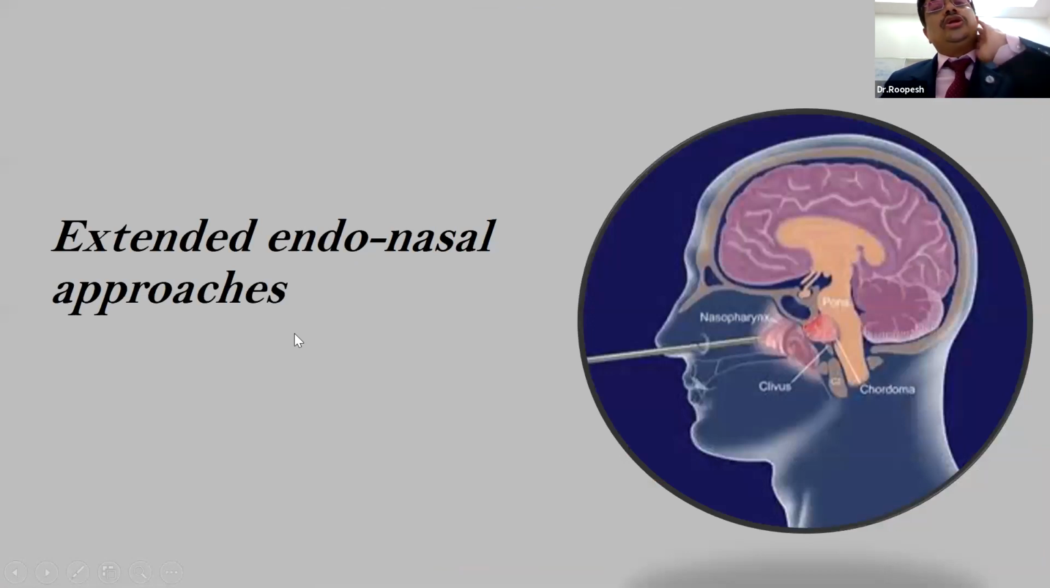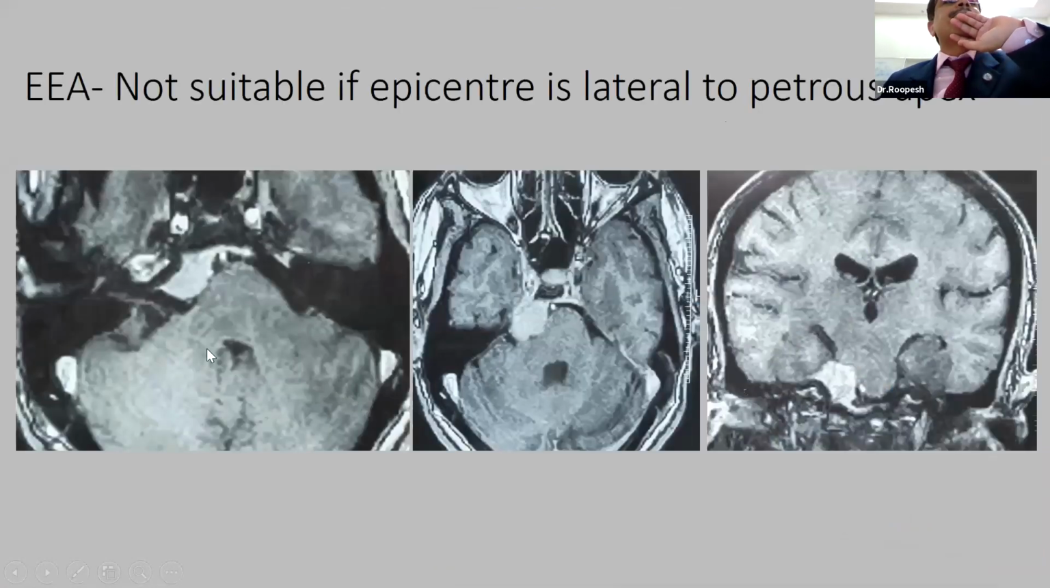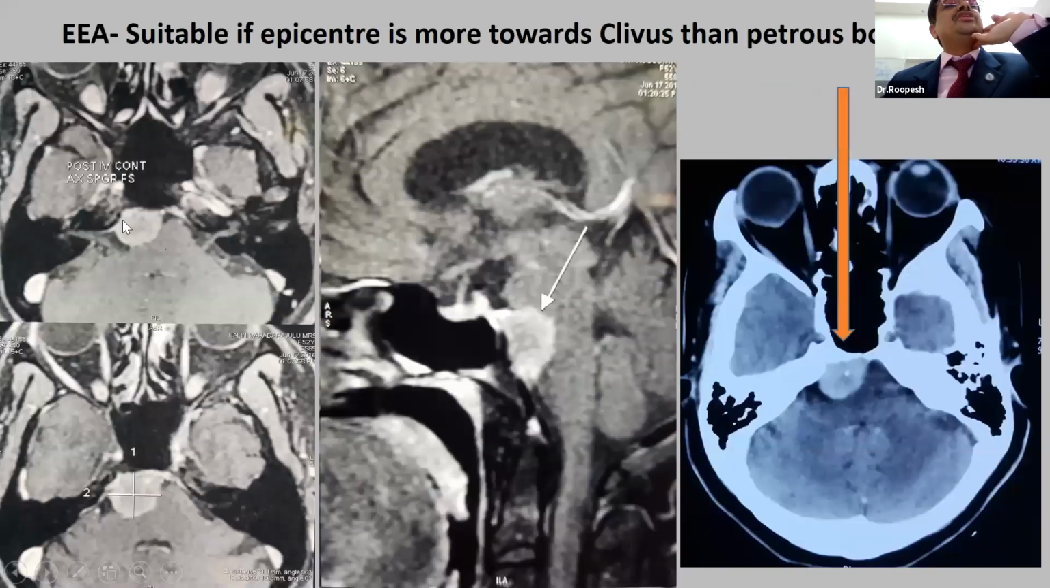As I was mentioning, the endonasal approaches are coming up, and there is a role for the endonasal approach in slightly premeatal and medially placed tumors. Endonasal approaches are not suitable if the epicenter of the tumor is much more lateral, where you may not have good access. Those are best approached by retrosigmoid or transpetrous approaches. Versus a tumor like this, which is more medially placed, where the basilar artery is shifted more medially towards the other side, and you have a good plane. These are the cases where you can use endonasal approaches.